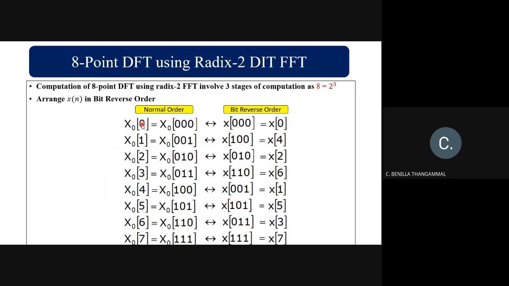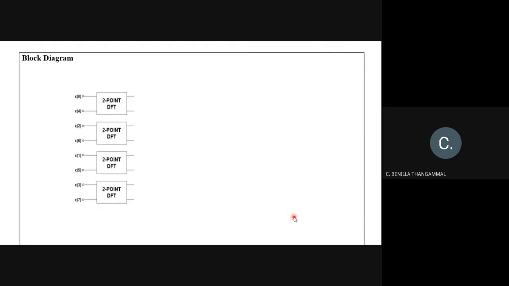So your normal order is x of 0 to x of 7, and its corresponding bit reverse order is 0, 4, 2, 6, 1, 5, 3, 7. So it's very important to arrange your input sequence in the bit reverse order for your 8-point DFT using the radix 2 DIT FFT algorithm. The basic thing is, as we saw, to compute your 8-point we need 3 stages here.